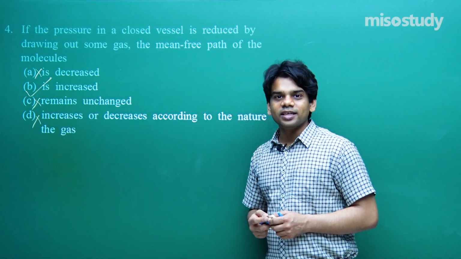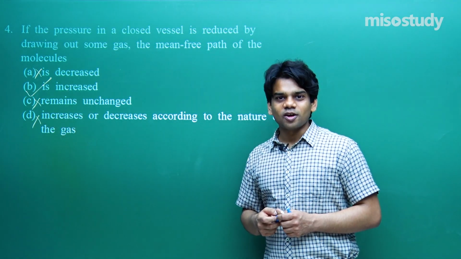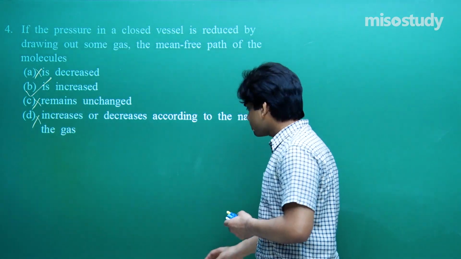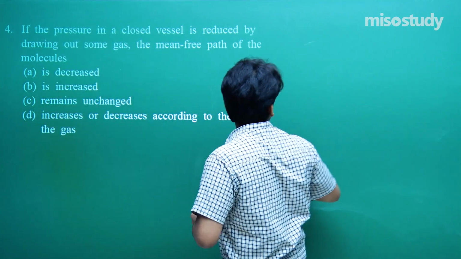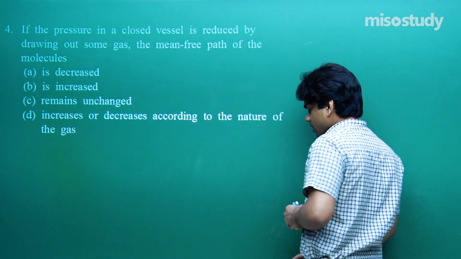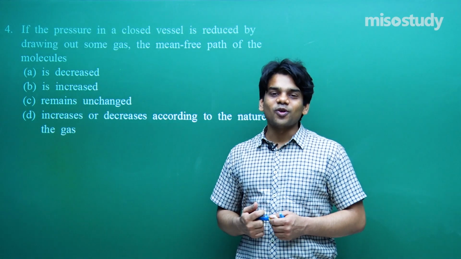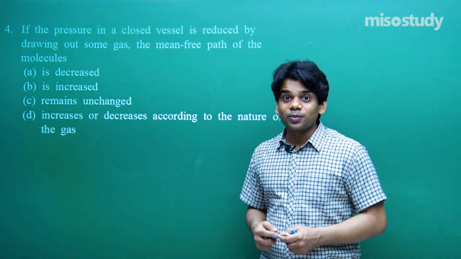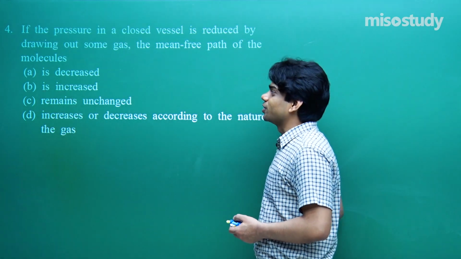It's going to increase because the path traveled between two successive collisions, or between any two collisions, will be increased when you reduce the pressure. Hope that you are answered orally with this, and I have also told you about the mean free path in our class. I have given the formula also, which you can apply to reach the result of this question.